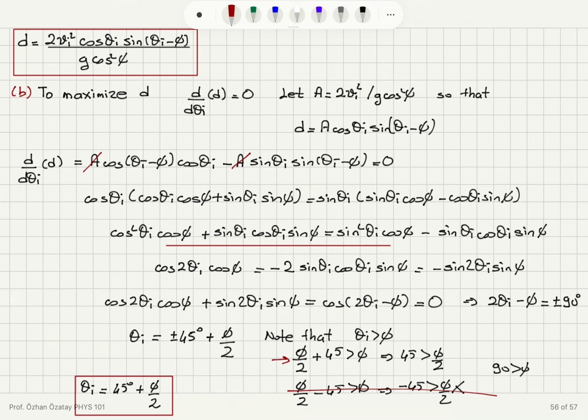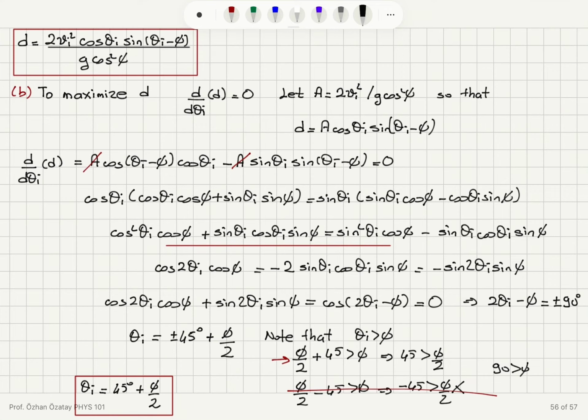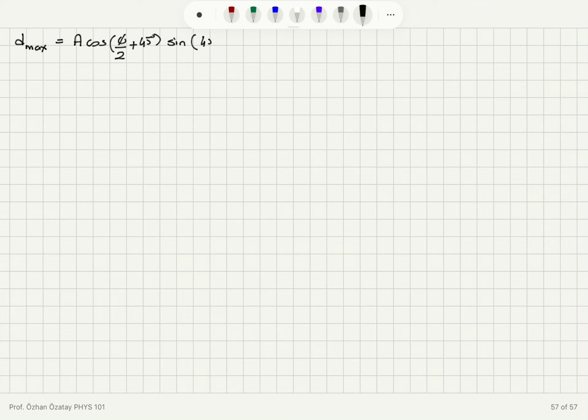At this critical angle, I will have d maximum. Now, what is that maximum d? That was the second part of part B. I have to put this angle into the expression to find the maximum value of D. It is A times cosine theta initial, which is phi over 2 plus 45 degrees, times sine of theta I minus phi. Theta I minus phi will give me 45 minus phi over 2.